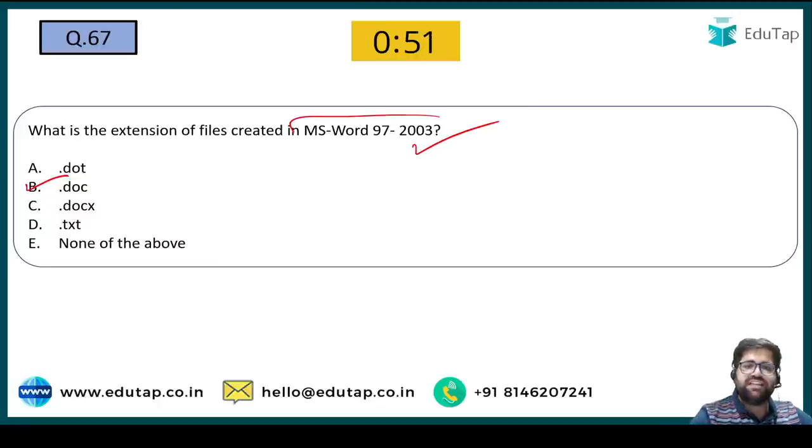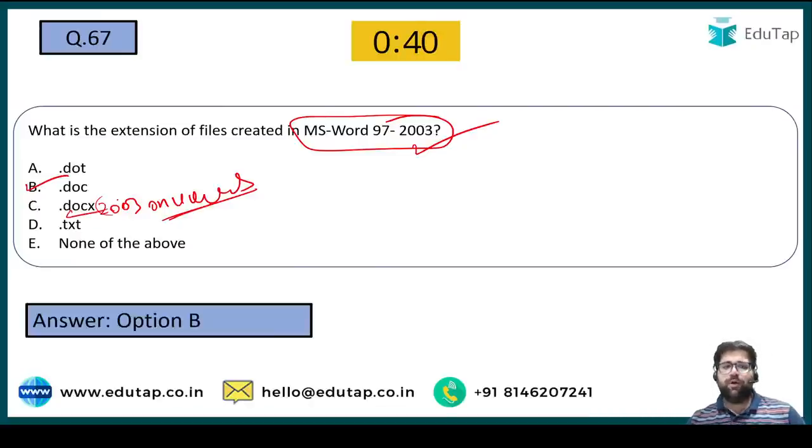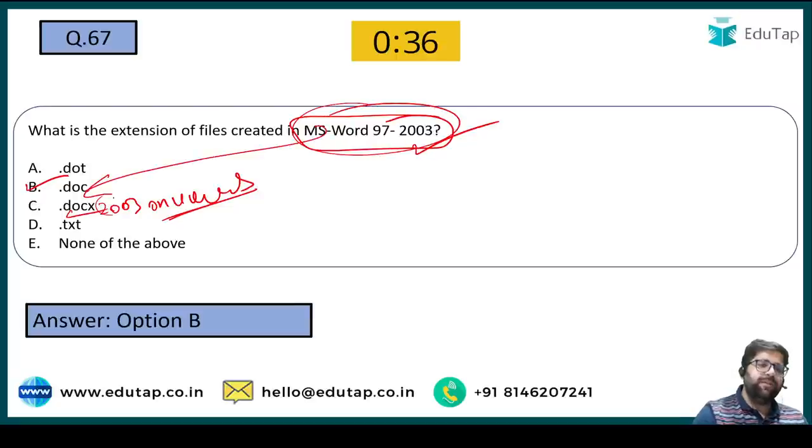But if I change this particular domain, that if I'm writing 2003 onwards, okay, onwards means that I'm not including 2003, then your answer will be option C. So I hope this particular point is also very much clear to you. Currently, according to the question demand, the answer will be B. But I have told you in the advanced version post 2003, the answer will become C.